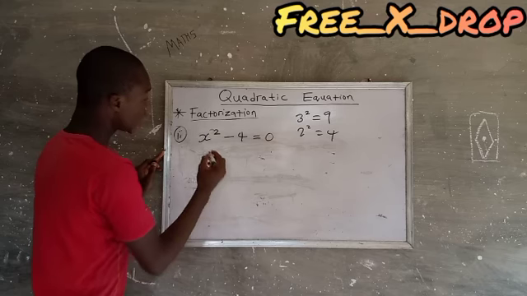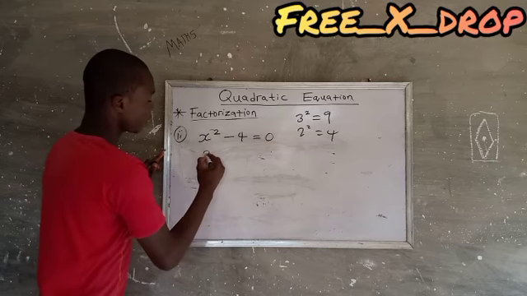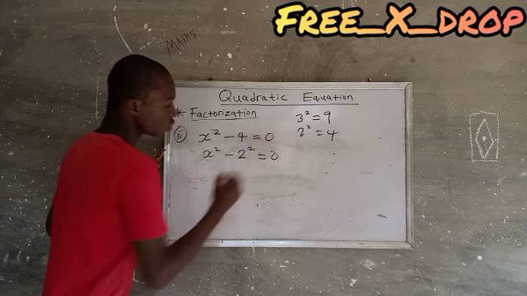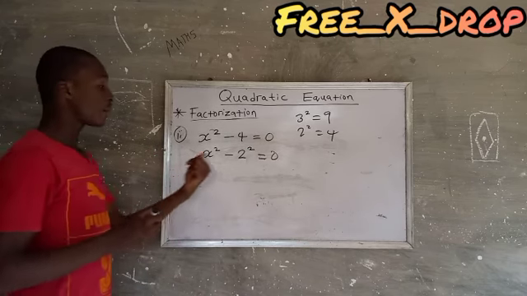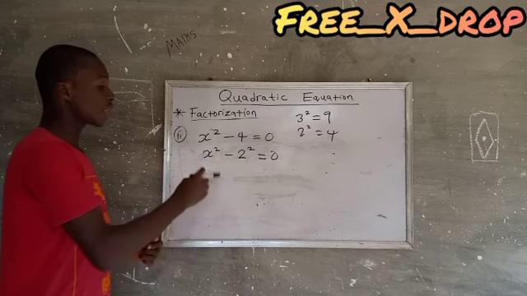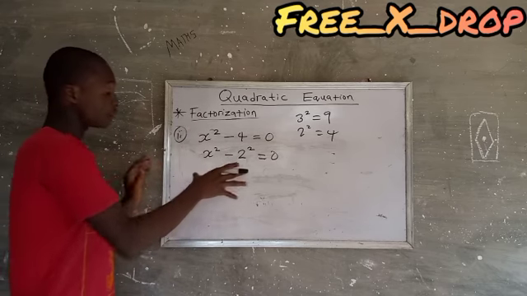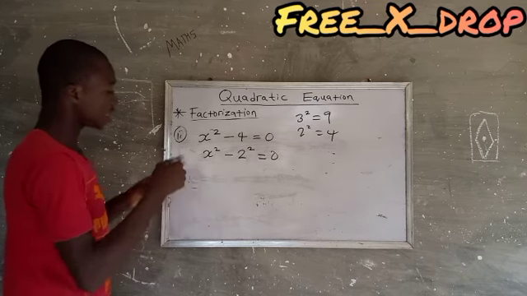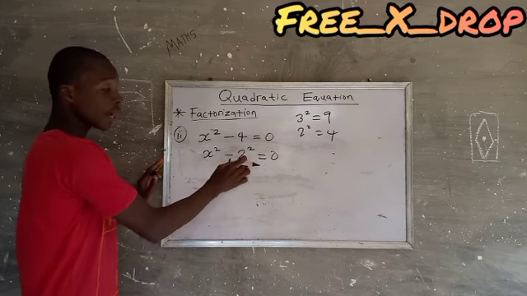Your new equation will now be x squared minus 2 squared equal to 0. So now you can use difference of two squares here. This is how you arrange it. This is x squared and this is 2 squared.